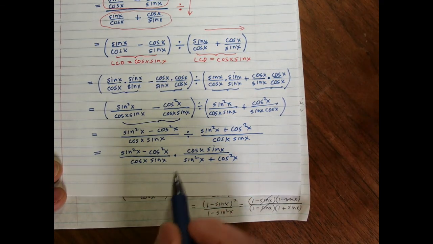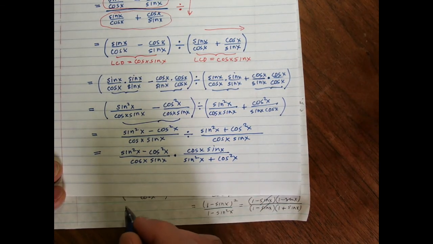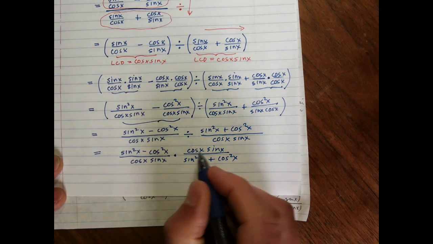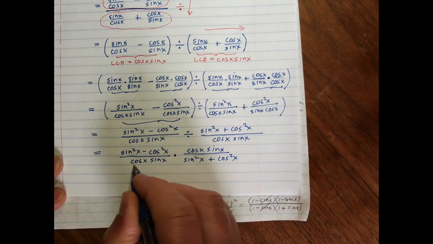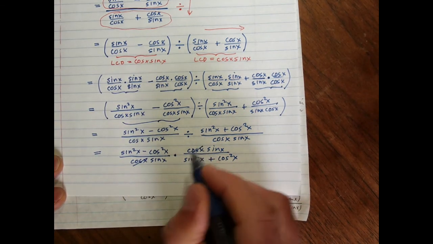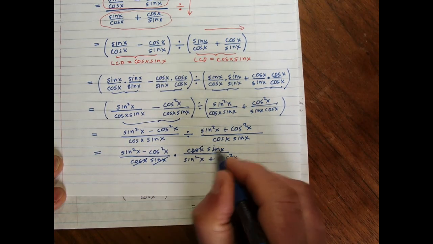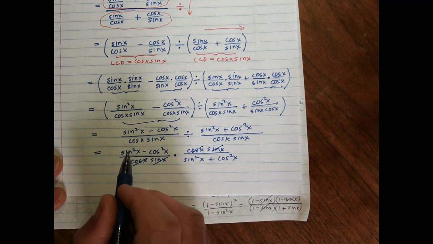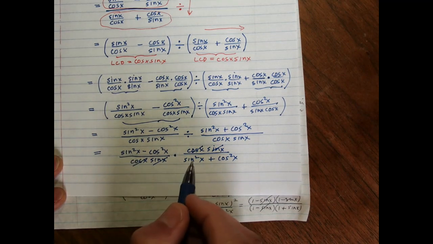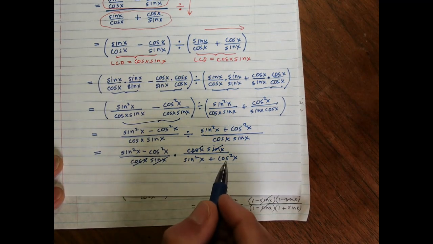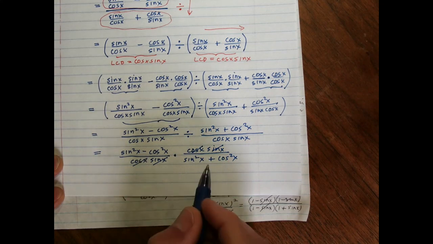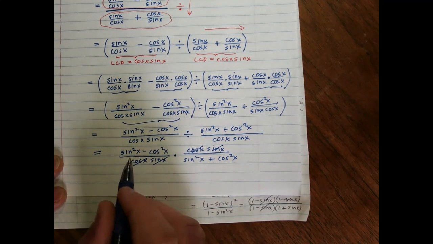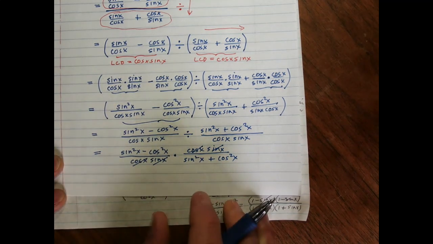And I can think about the multiplication now. Notice I can cancel a cosine x with a cosine x, and a sine x with a sine x, because those are factors. I cannot cancel a sine squared with a sine squared, or cosine squared with a cosine squared, though, because of the plus or minus signs in between, right? Sine squared and cosine squared are not factors.